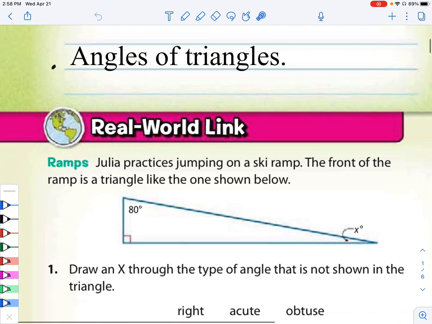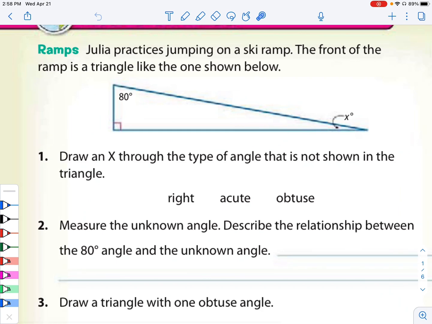So Julia practices jumping on a ski ramp. The front of the ramp is a triangle like the one shown below. So this is Julia's ramp right here. This is 80 degrees. This is X. And we know that this is a right triangle. Therefore, this becomes 90 degrees.